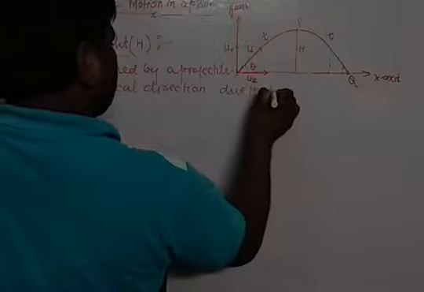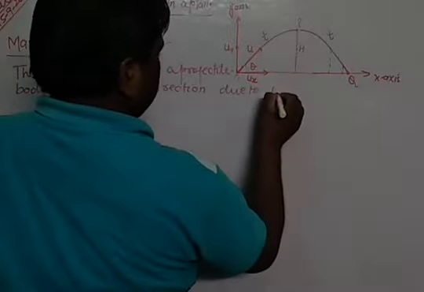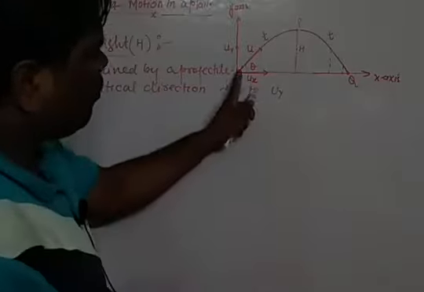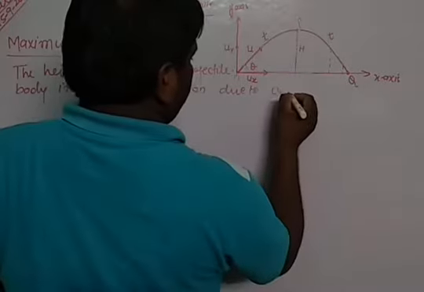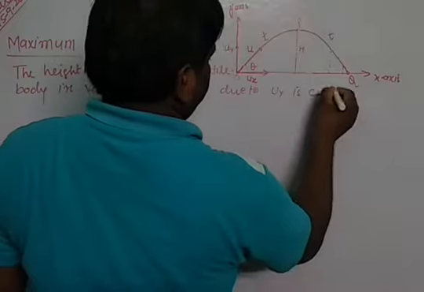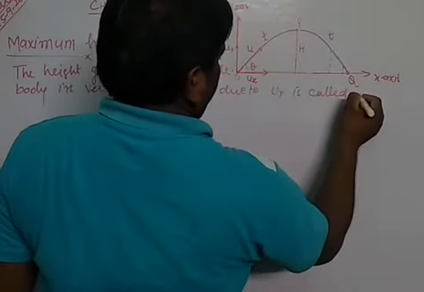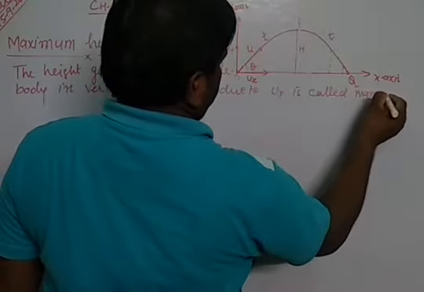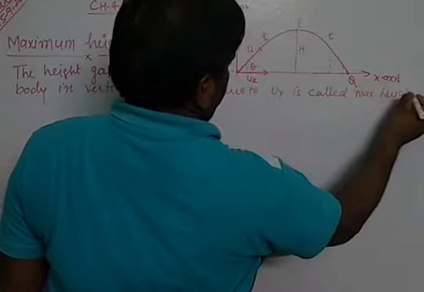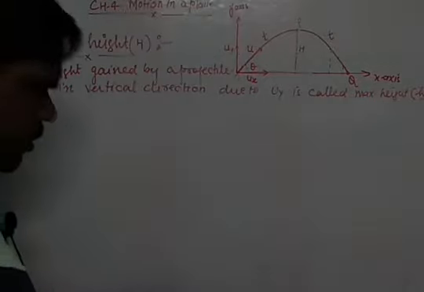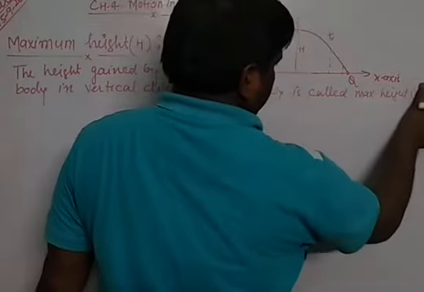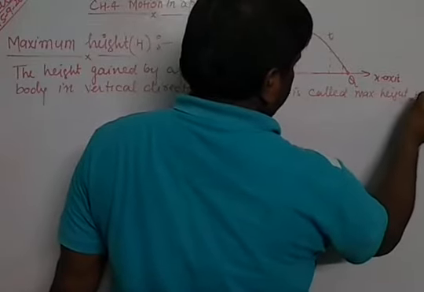Due to what? Due to the vertical component of velocity only. That is called the maximum height. It is denoted sometimes by small h, you may say capital H. You can also write capital H. Good.